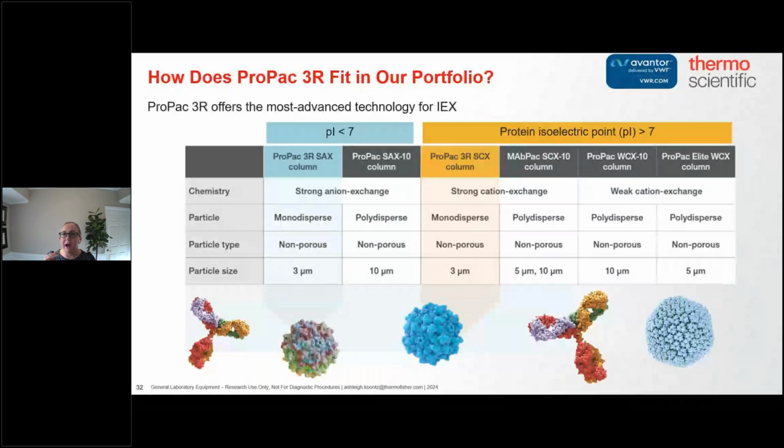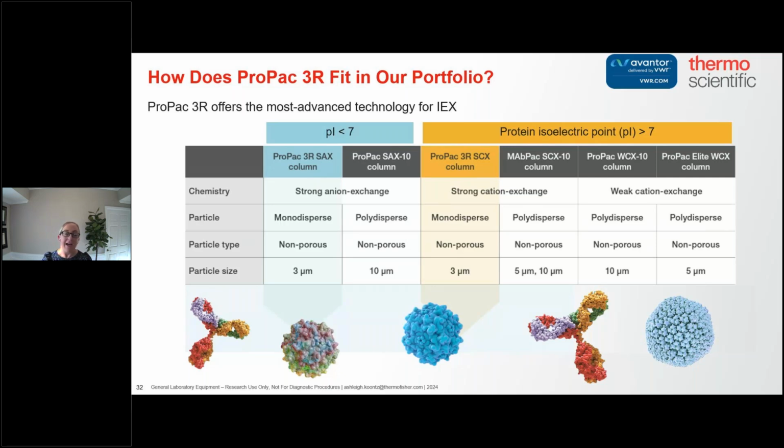And so when it comes to how this fits within our current portfolio, we will not be discontinuing any of our legacy ion exchange products, but you can see here that the ProPac 3R is the most advanced technology for ion exchange. And for any new methods that you are going to be developing, please make sure to look at the 3R to take advantage of all of this new technology in terms of the monodisperse particle platform. Again, for that protein isoelectric point, if it's sitting at less than 7, you'd want to look at evaluating the SAX, so the anion exchange chemistry.